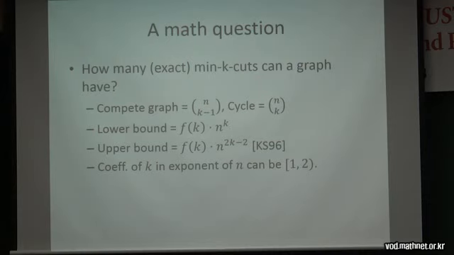We give a lower bound, which is some function of k times n to the k. And as I will show later, the upper bound, which is almost algorithmic, is some function of k times n to the 2k minus 2. So they are tight when k is 2, but not tight when k is at least 3. And again we are interested in the coefficient of k in the exponent of n. So currently it can be 1 or it can be 2.